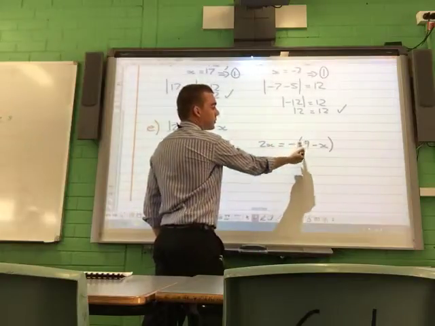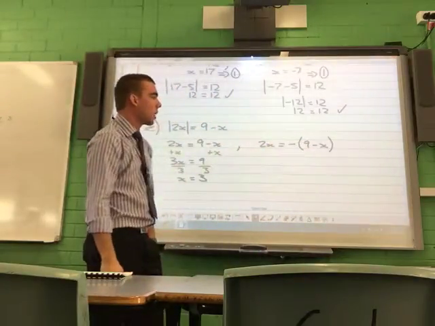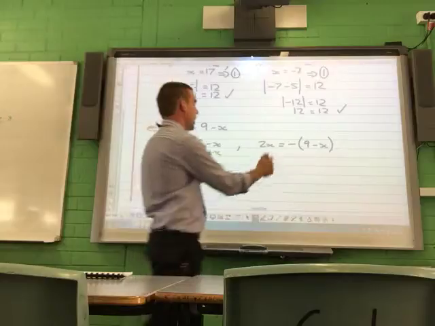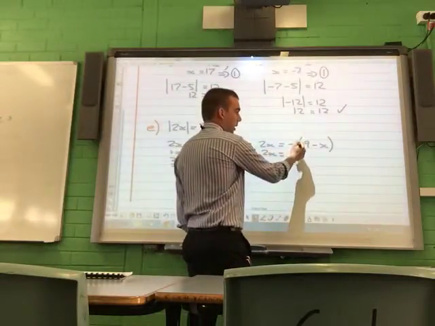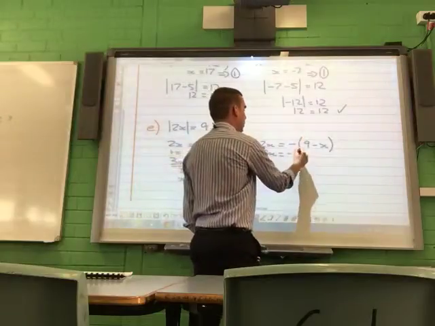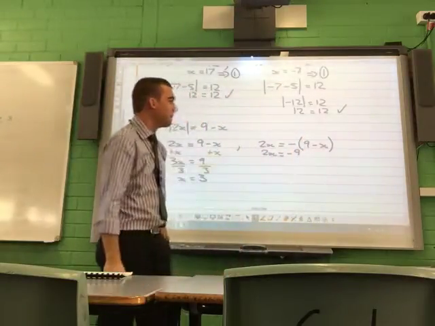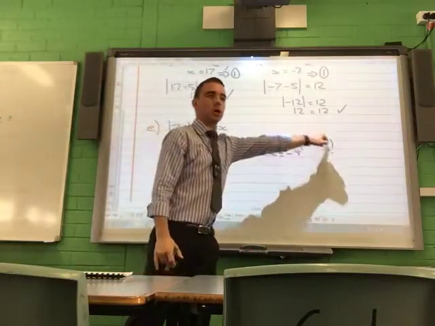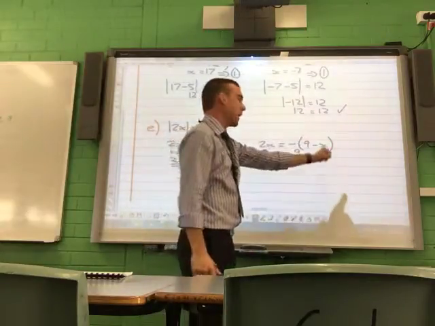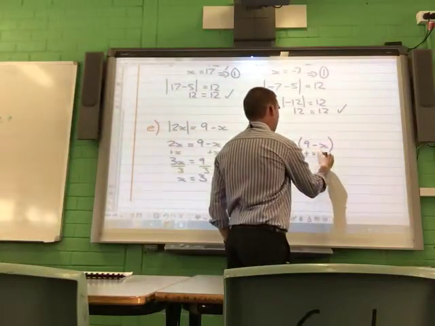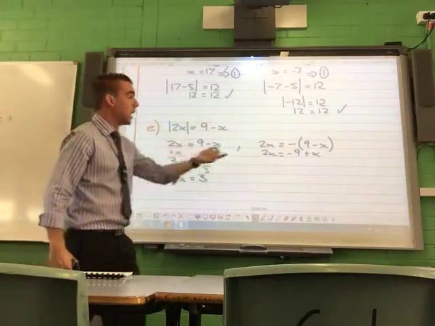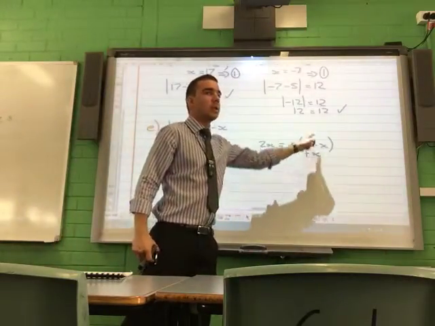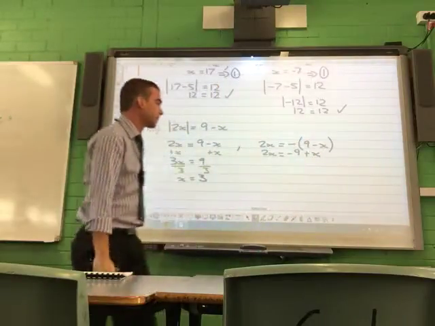So 2x equals negative outside of 9 take away x. So let's expand the negative. So 2x, negative 1, this is how it is. Negative 1 times 9, which is negative 9. And then a negative 1 times the negative x. The negative times the negative gives a positive. So we have a positive x. The other way to see it is, of course, you change the sign of what's happening inside that bracket.